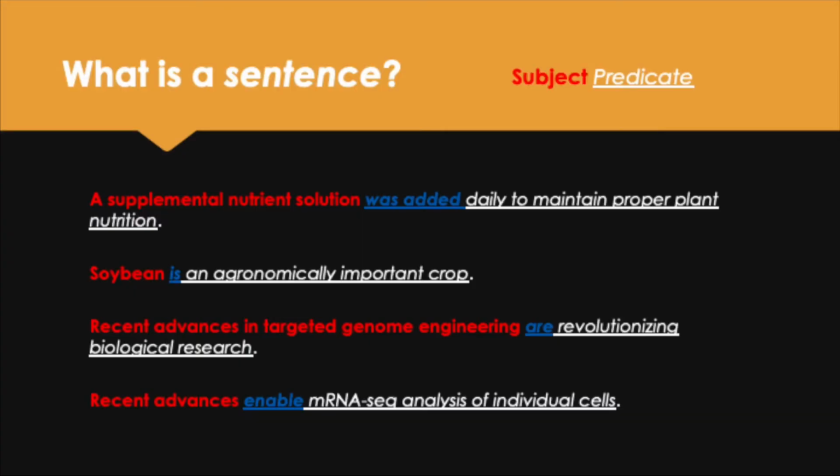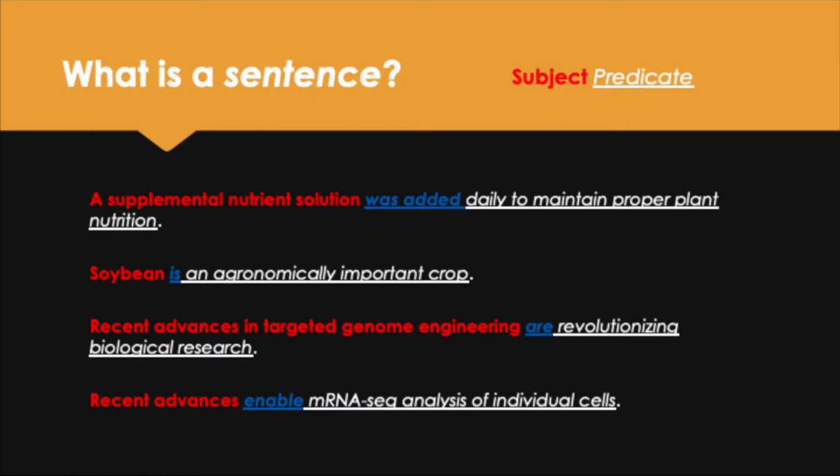Let's look at some examples of sentences. And we'll look at the subject, which is in red, and the predicate, which is in italics that are underlined. And then the verb is in blue. So this first sentence says, a supplemental nutrient solution was added daily to maintain proper plant nutrition. The subject is a supplemental nutrient solution. That's what the sentence is about. It's about a supplemental nutrient solution. The predicate is all the rest of the sentence. Was added daily to maintain proper plant nutrition. The verb in that predicate is was added.